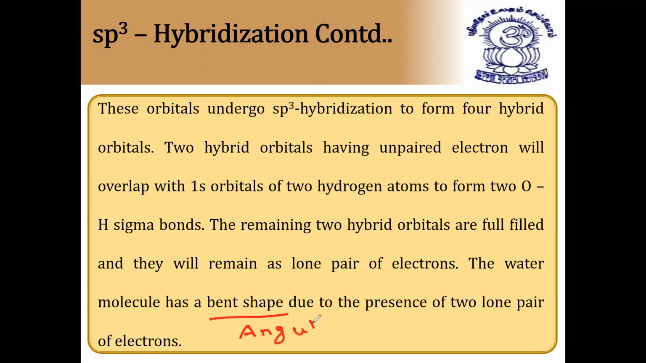So the shape of water is angular or bent shape, and the bond angle is 104.5 degrees, or we can say 105 degrees. 104.5 degrees, or you can say 105 degrees. I hope it is clear. Let us see the shape of the water molecule.